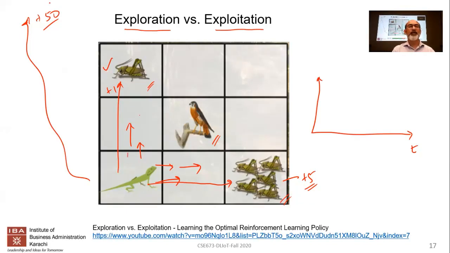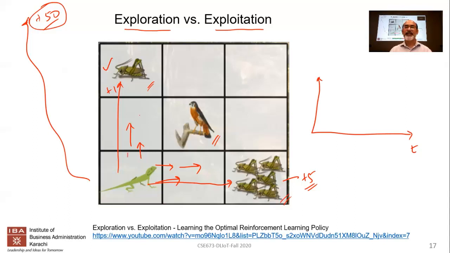Why would you want to go over here? Why would you ever want to stop exploring? That's a good question. Why don't you be adventurous for the rest of your life? Yes, so that's the whole thing.